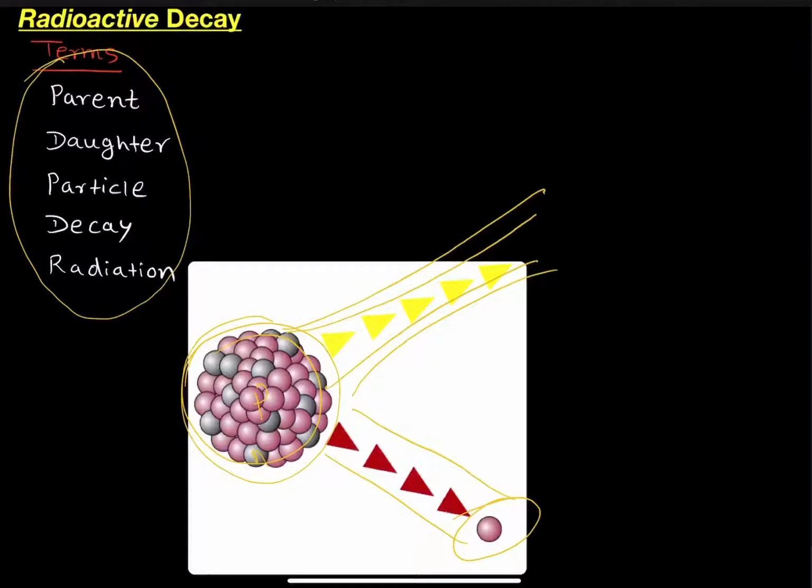In the case of gamma ray decay, the identity is not going to change. We'll talk about that. But for now, what you need to know is the parent is undergoing radioactive decay. You're giving off radiation and you have a particle. That's pretty important.